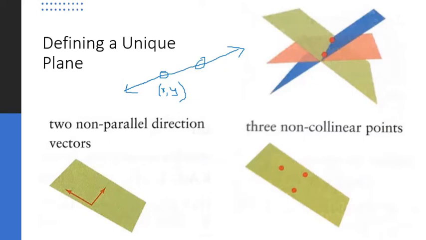And you can kind of see that here in the picture. The blue, if you just rotate it, it becomes green. If you rotate it, it becomes red. And any plane in between, along this rotation, possesses these same 2 points. So that's not enough information to define a unique plane.